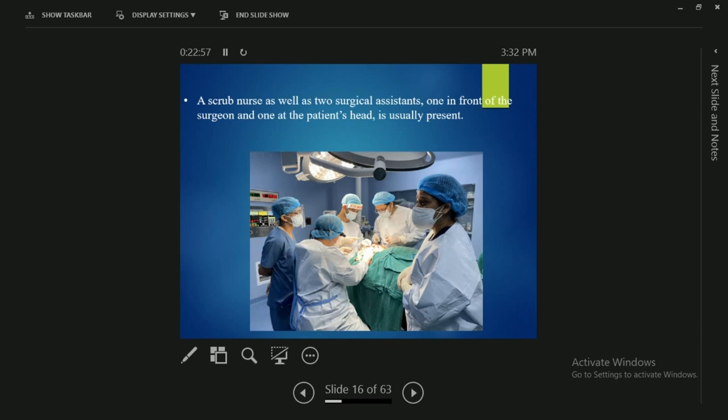Scrub nurse as well as 2 assistant surgeons, 1 in front of the main surgeon and 1 at the head of the patient, are usually present.